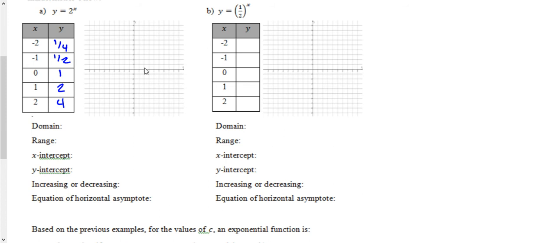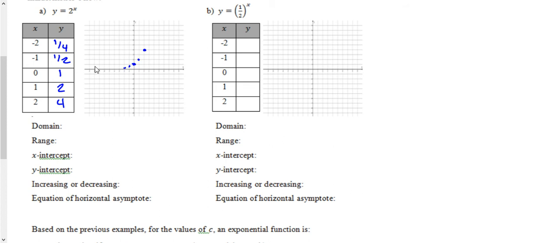On our graph, we're going to just try our best to graph as many of these coordinates as possible. So my first one is going to be at 0, 1, then 1, 2, and at 2, I'm at 4. These other ones here, I'm going to try my best. I got a half and a quarter, so I'm just right above that x-axis.